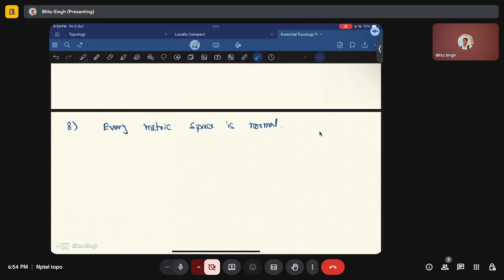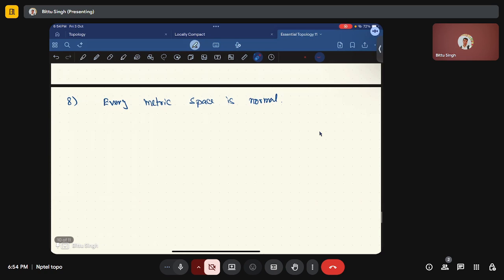Question number 8. Again, true or false. Here it says every metric space is normal. Is it true or false? So the answer is true. Every metric space is actually a normal space. There are different proofs for this, but one proof which is more algebraic is like this.